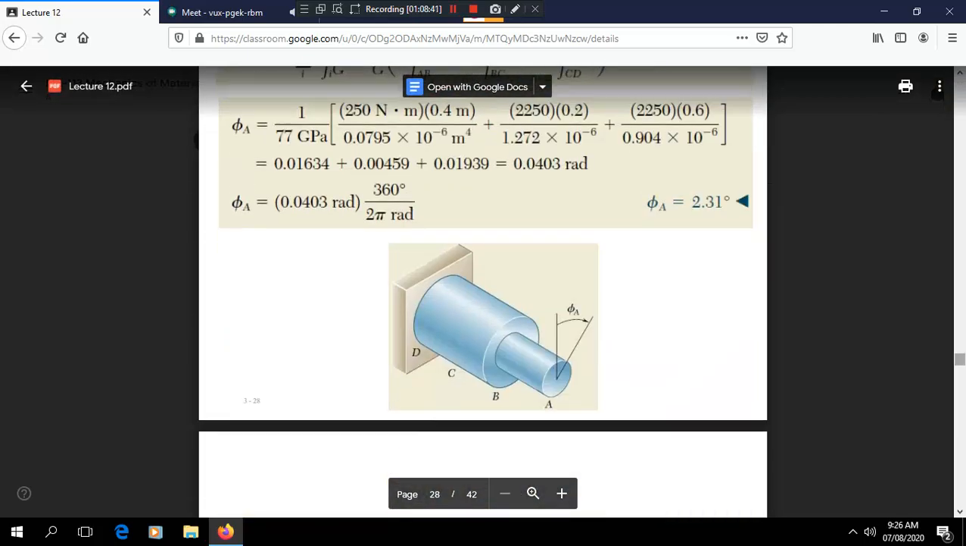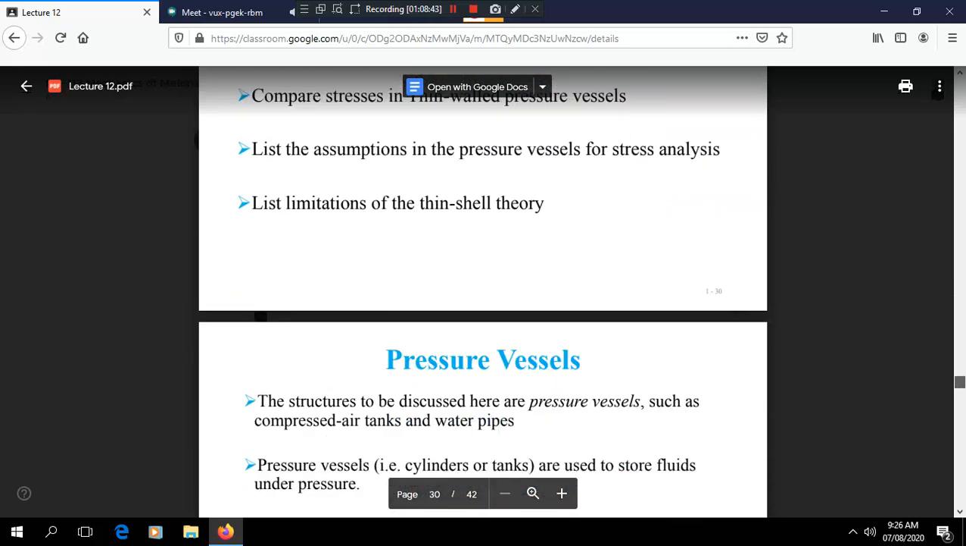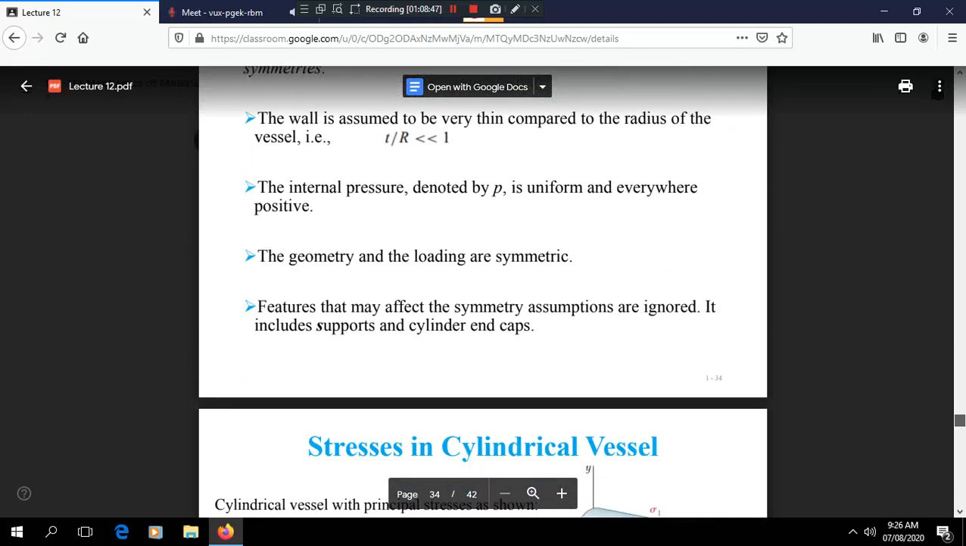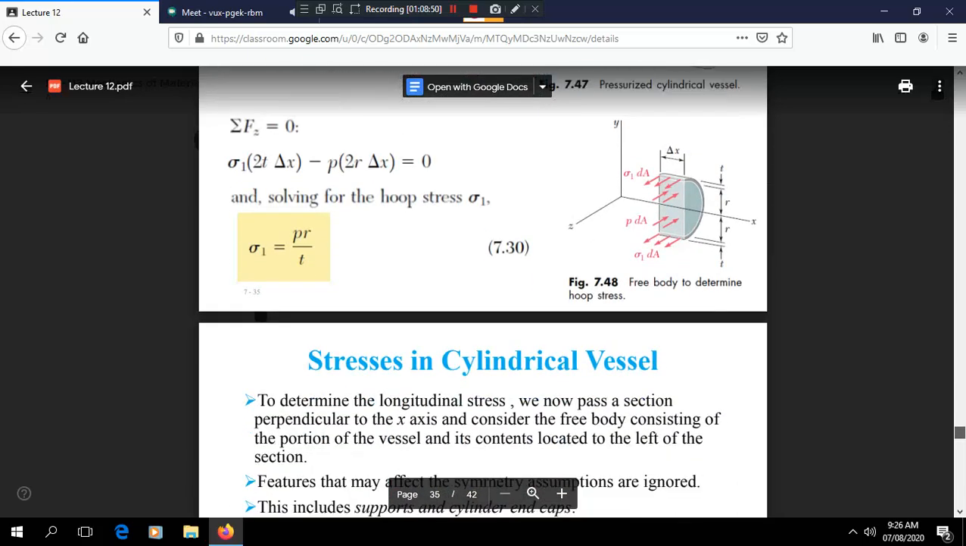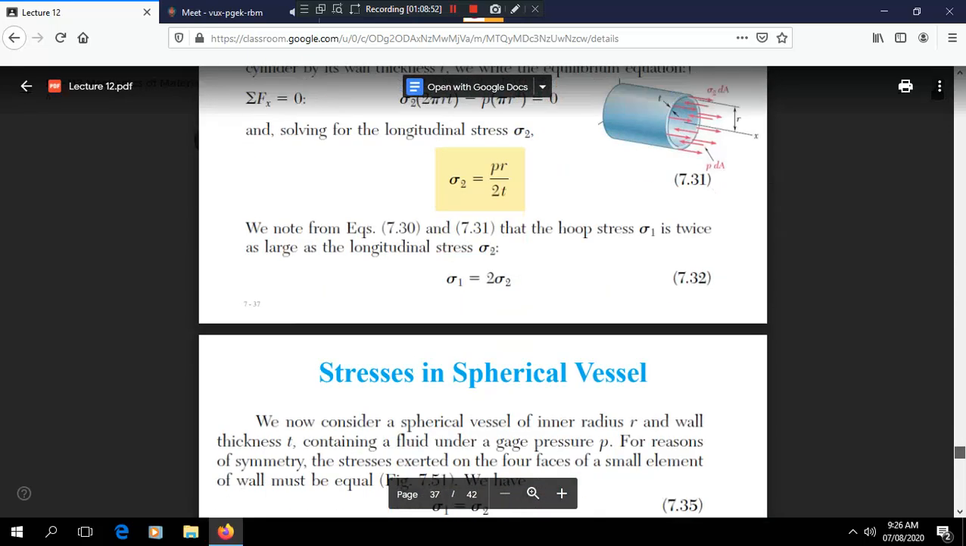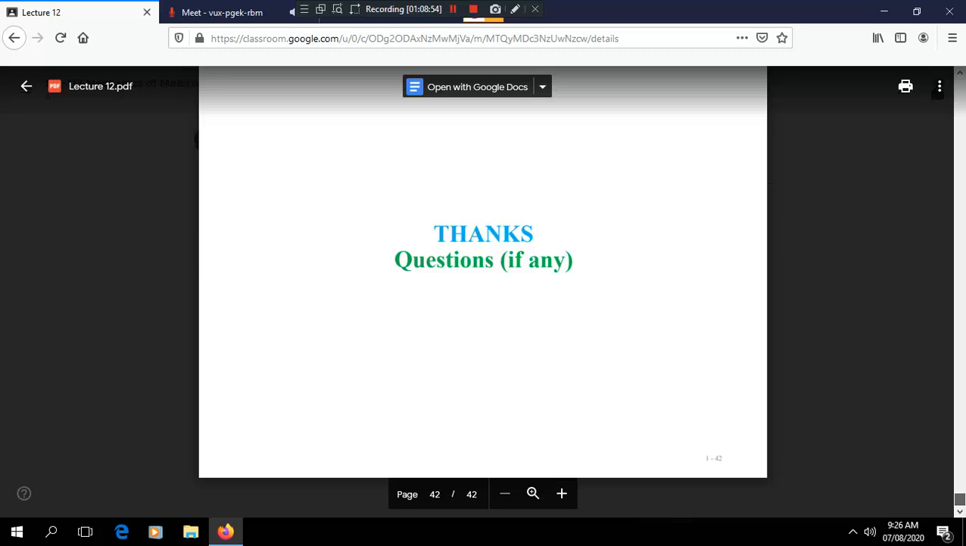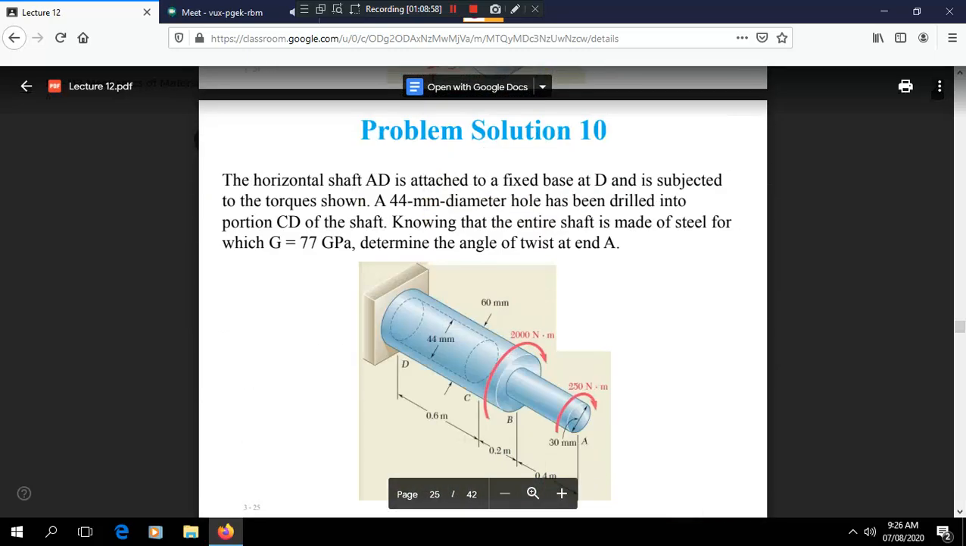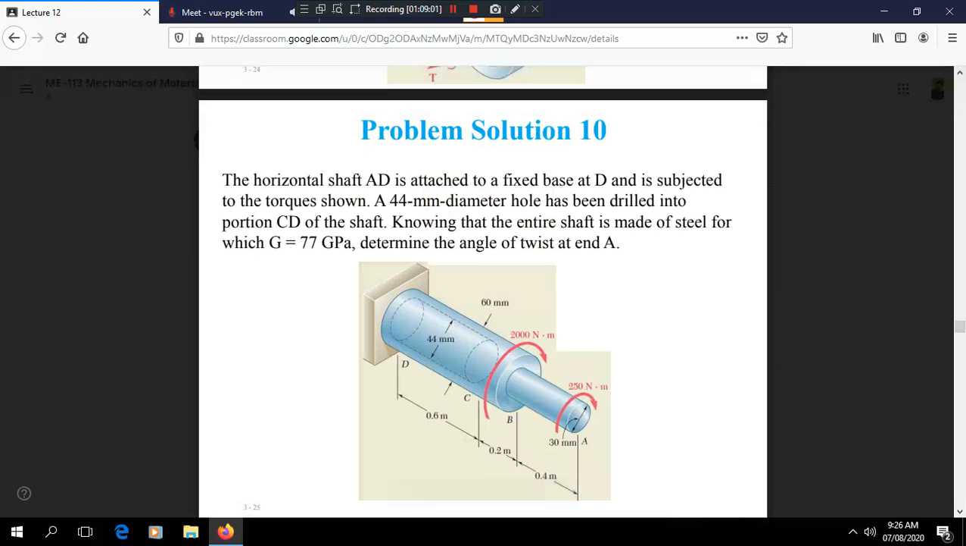The length of each part is given: 0.6 meter, 0.2 meter, 0.4 meter. The load at point A is given as 250 Newton meter. The load at point B is given in Newton meter. The material property G is given as 27 gigapascal. So you can see, determine the angle of twist at point A, or you can say end A.